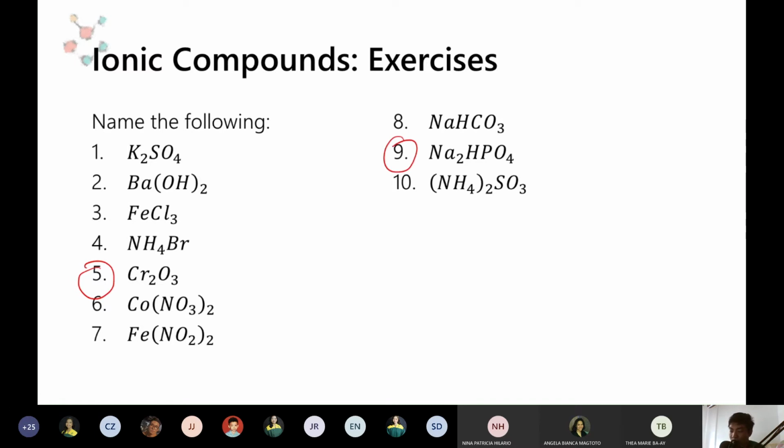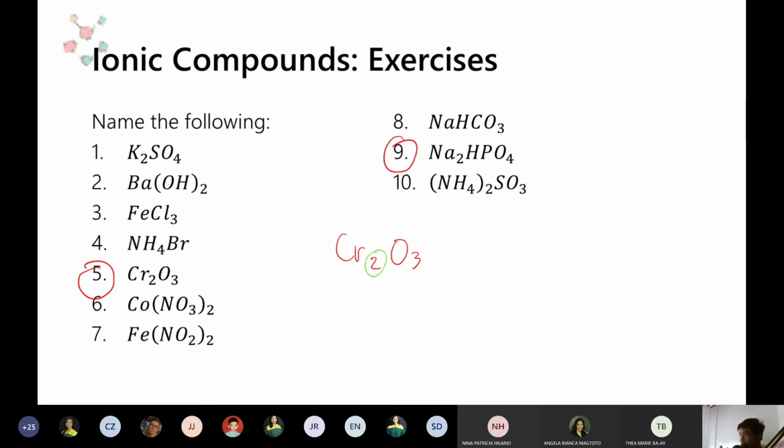So I'll start with 5. For number 5, I have Cr2O3. If you are given the formula, the first thing you have to do is identify the charges of your cation and your anion. Remember that. Trace back their charges.